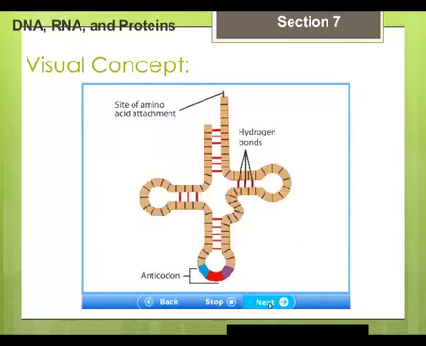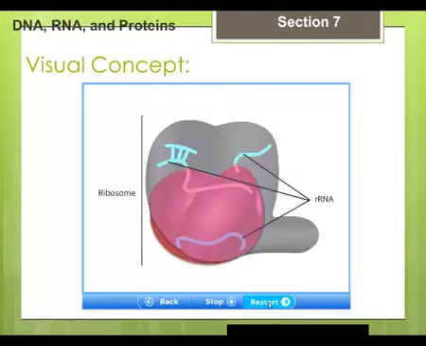Transfer RNA, or tRNA, consists of a single strand of about 80 RNA nucleotides folded into a cloverleaf shape. Each type of tRNA binds to a specific amino acid. One end of the tRNA molecule contains an anticodon, which binds to the complementary codon on an mRNA molecule during protein synthesis. Ribosomal RNA, or rRNA, binds to several proteins to form ribosomes. rRNA interacts with mRNA and tRNA to direct protein synthesis.